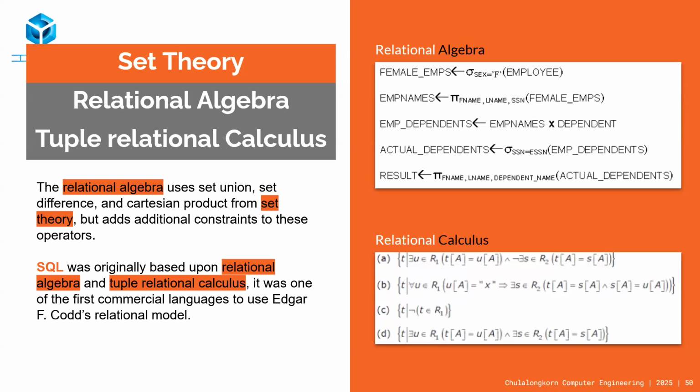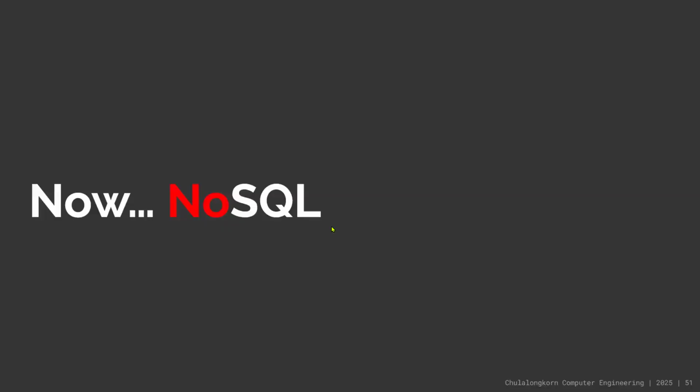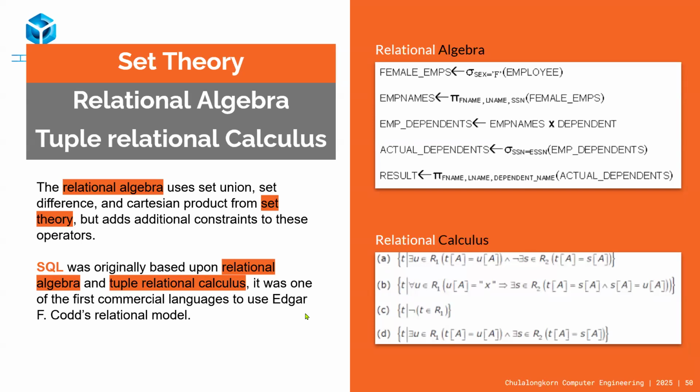These are the theories and practices from the base of set theory. But Professor Codd also said that aside from set theory, we need extra commands to be able to use the relational model effectively. So he adds additional constraints to these operations. Basically it was originally based on relational algebra and tuple relational calculus, and it was one of the first commercial languages to use.